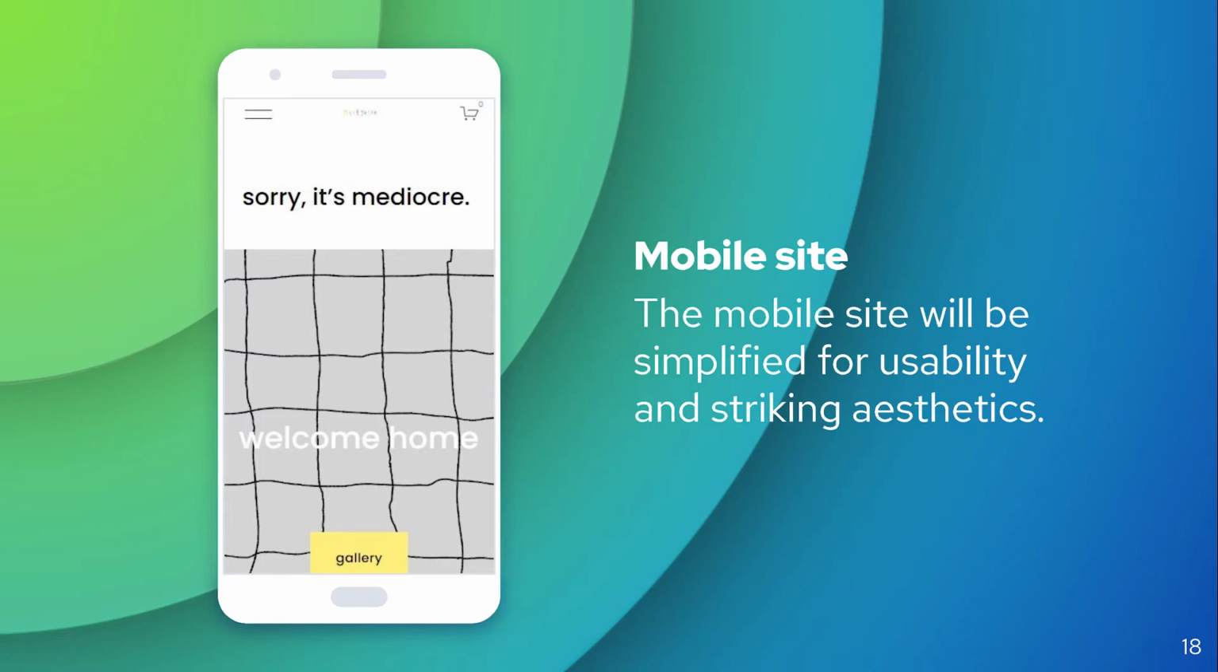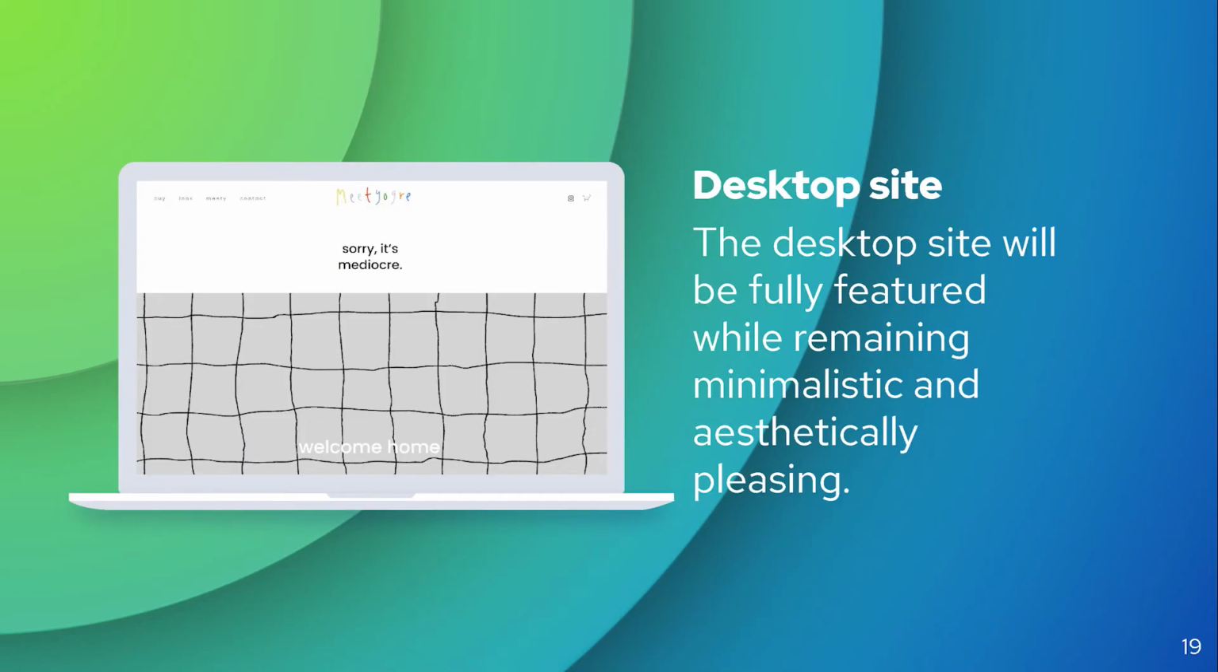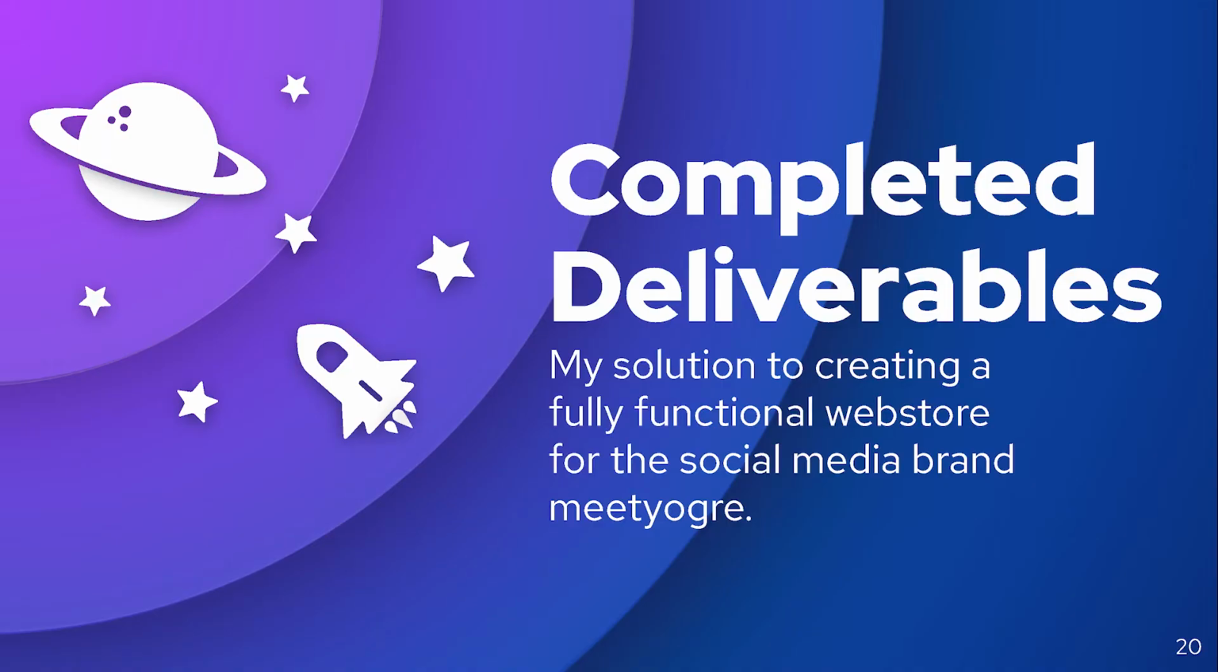And the mobile site will be simplified for usability and striking aesthetics, while the desktop site will be fully featured while remaining minimalistic and aesthetically pleasing. And so after that whole process, we can take a look at some of the completed deliverables after the project was finished. So this is my solution to creating a fully functional web store for the social media brand Mediocre.